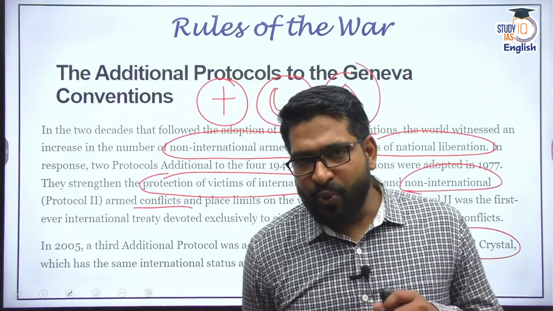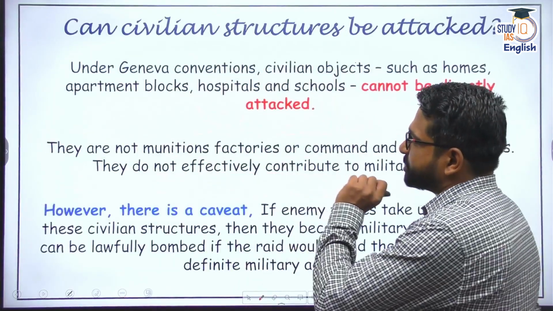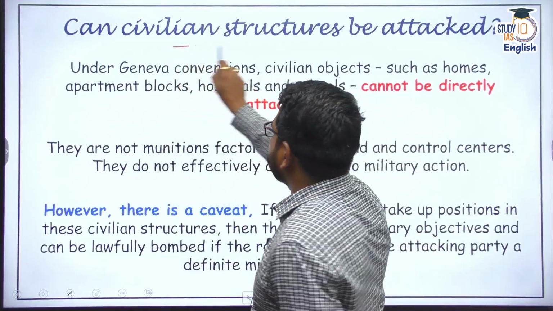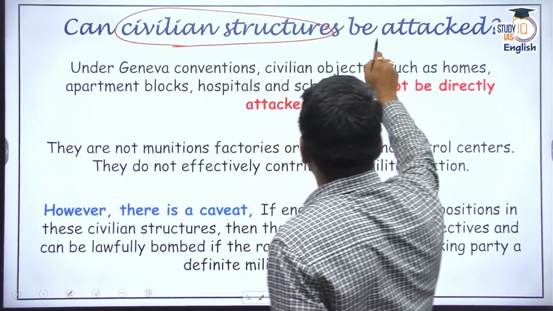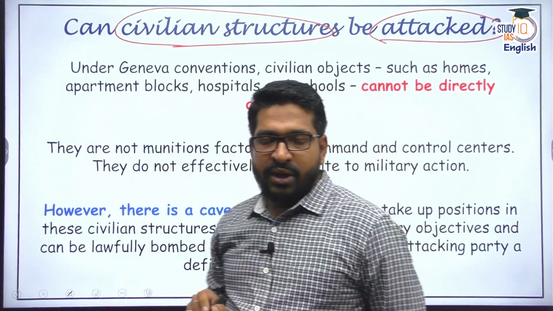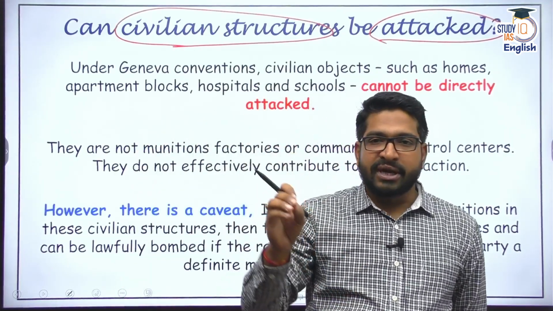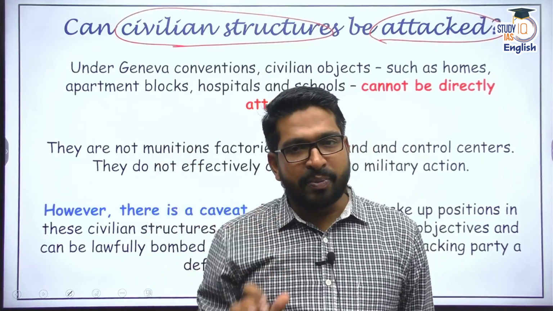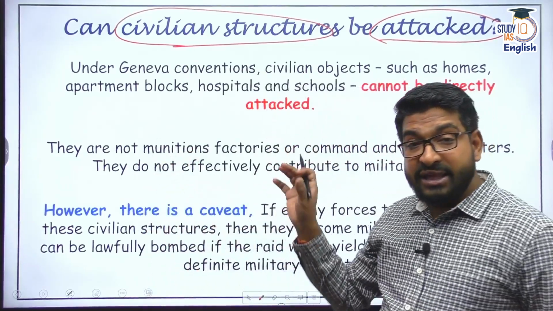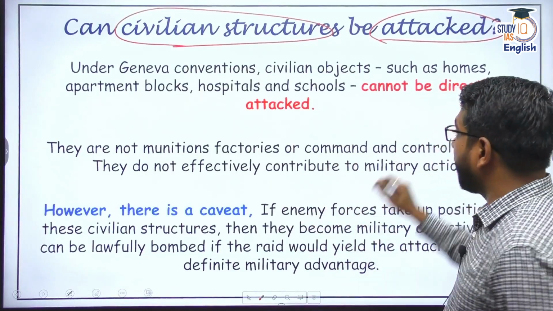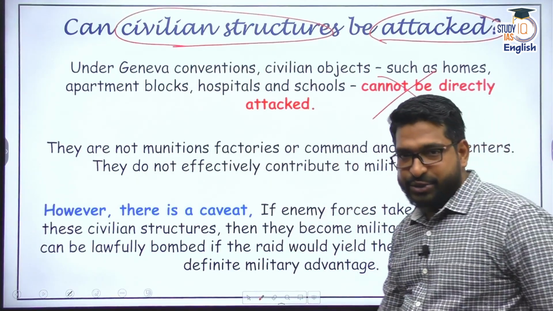Now, the question comes up. So why are you raising it right now? Because we have to ask a question. Sir, can civilian structures, whenever there is a conflict going on, can they be attacked? Can a state party attack a civilian structure? Now, what is a civilian structure? It can be a school, it can be a housing complex, it can be a hospital. Can these be attacked? According to the Geneva Convention, according to international humanitarian law, no, they cannot be attacked.